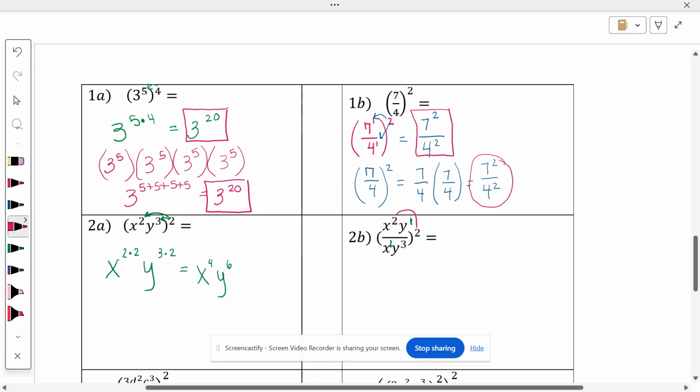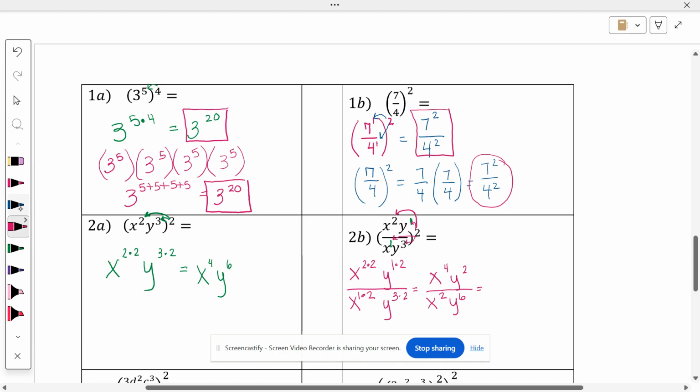So that means that this 2, this power on the outside, is going to be distributed to each of the exponents on the inside. So this becomes x to the power of 2 times 2, y to the power of 1 times 2, over x to the power of 1 times 2, times y to the power of 3 times 2. So I'm going to simplify that first. So that is x to the 4th y squared over x squared y to the 6th.